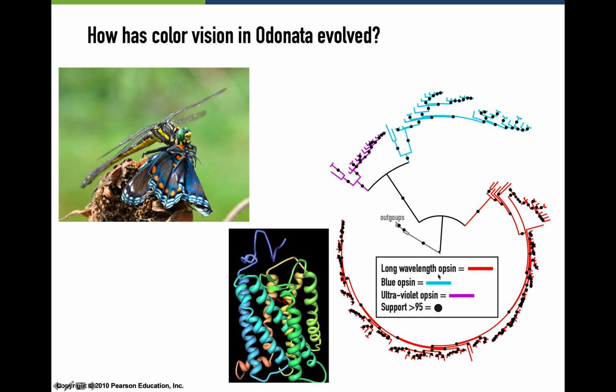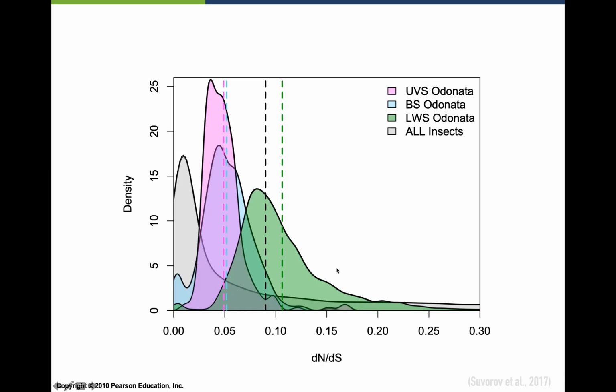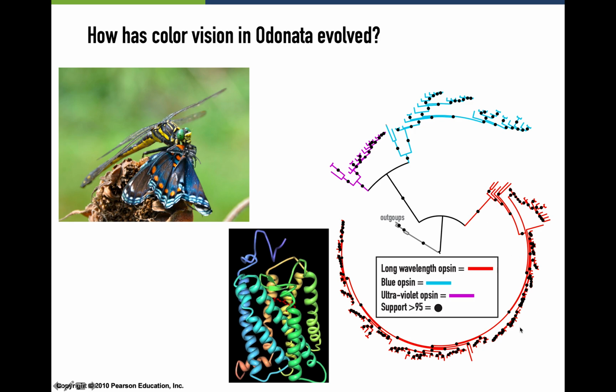Red is just represented by the long wavelength, which allows them to see in the green, yellow, orange, red portion of the visible light spectrum. So when we look at the patterns of evolution across these different opsin classes, ultraviolet, blue, and long wavelength, one of the things we notice is that the amount of natural selection happening across these different types of opsins is heavily relaxed in dragonflies. And because it is relaxed, it allows for many more copies to be present, as we see here, whereas in these other groups, selection is cranking down really tightly on both blue and UV opsins, and that's why there are not as many copies present in either one of these.